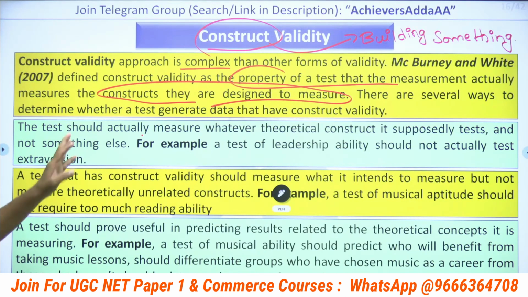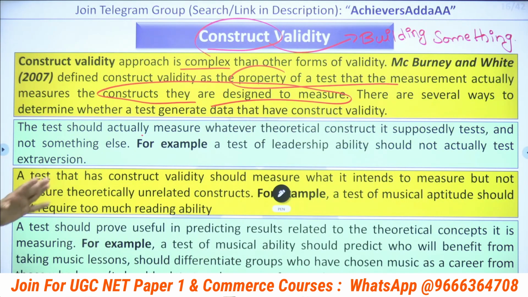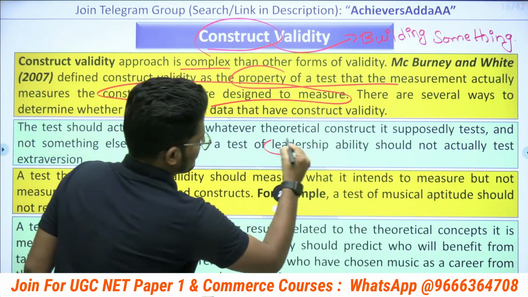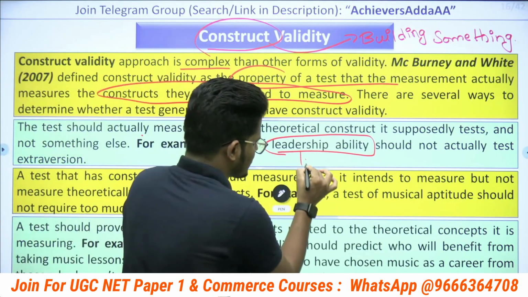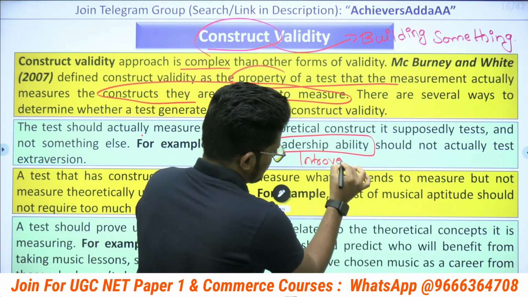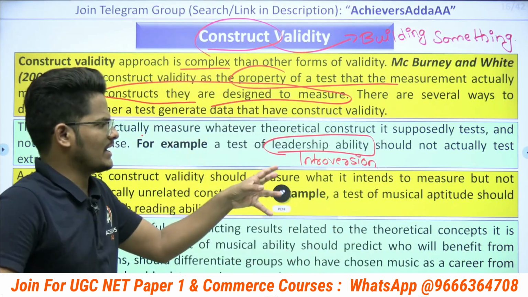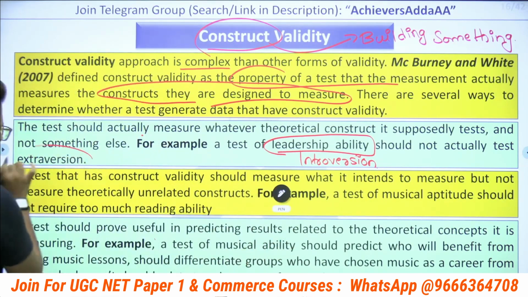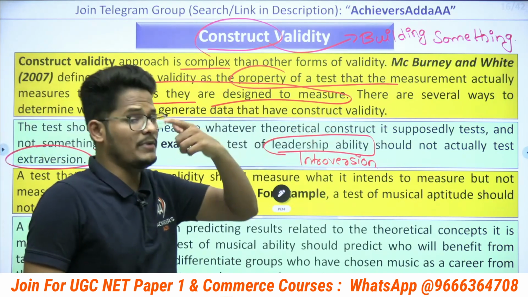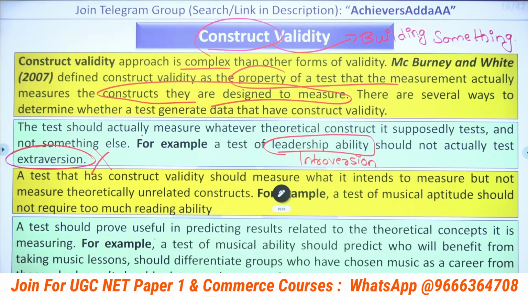Now here, the test should actually measure whatever theoretical construct it supposedly tests and not something else. A test of leadership ability should not actually test extraversion, because leadership ability is an introversion. We should actually check the introversion only. We should create the introversion construct test rather than extraversion, because if you take extraversion, the leadership ability will not be known. Ability is one's own individual internal ability. Ability cannot be an external one.